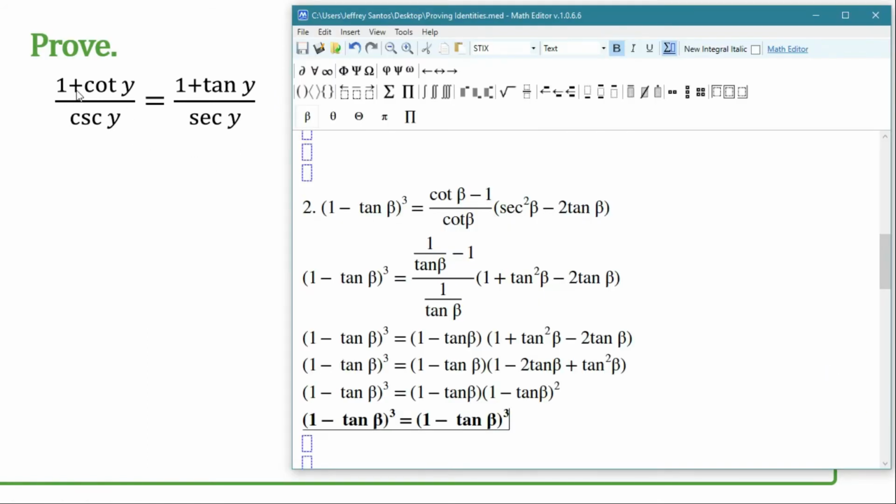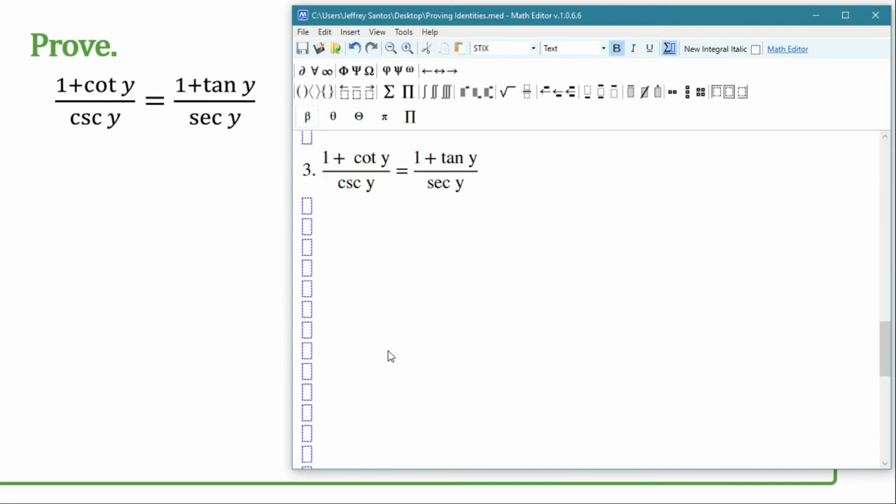We have (1 plus cotangent of y) over the cosecant of y equals (1 plus the tangent of y) over secant of y. Okay? If we look at it, they are almost the same. Alright? So, the suggestion of choosing the more complicated side no longer applies here. You can actually manipulate both sides, but one at a time.